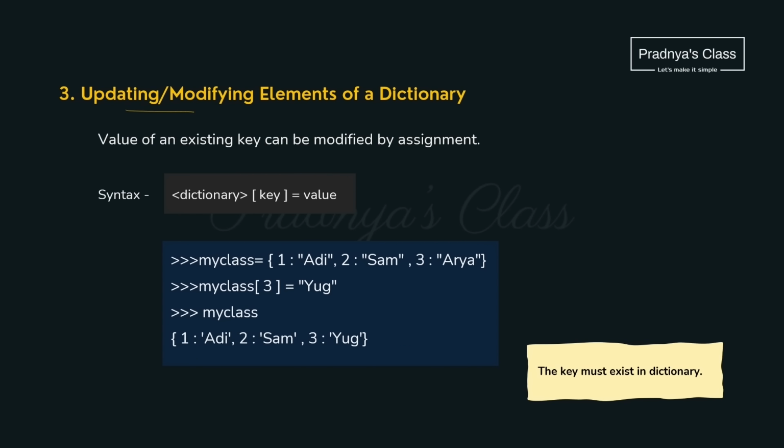If you want to update or modify the elements of the dictionary, that also we can do by assigning the value to that particular key. Here, the key must exist in the dictionary. Look at this simple example. We want to modify the value for this key. Using the assignment operator, we are providing the new value, which got updated.